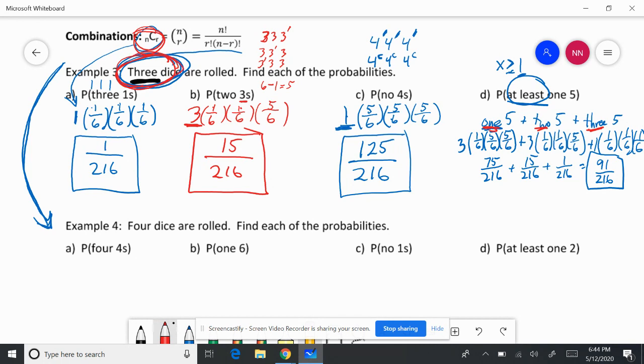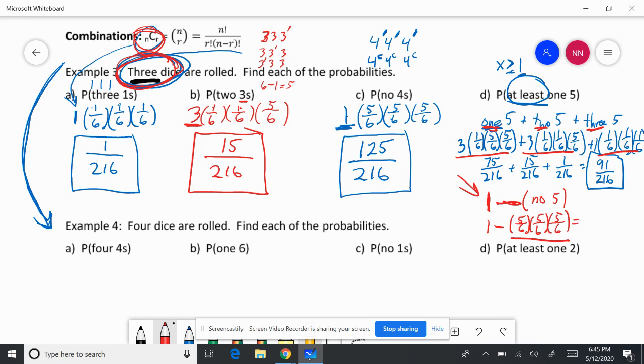Now let's do the complement. Complement is 1 minus the event not happening. So the event not happening would be no 5s. Now, that would be 1 minus no 5s would be 5/6 times 5/6 times 5/6. Notice this is easier because in the first case we had to find 3 probabilities. In this one we only have to find 1, and we subtract from 1. Remember, the most you can have in a probability is 1. So this is the largest possibility you can have.